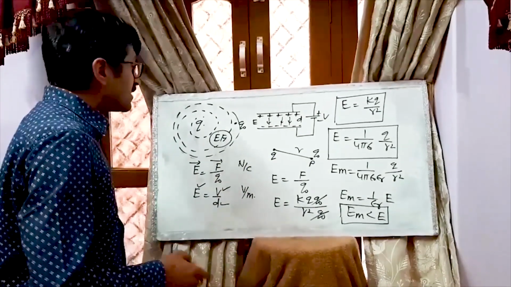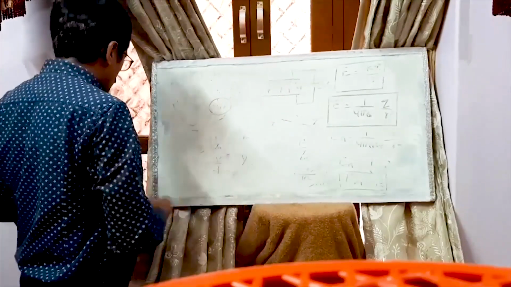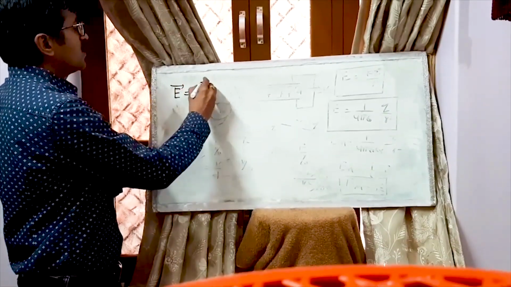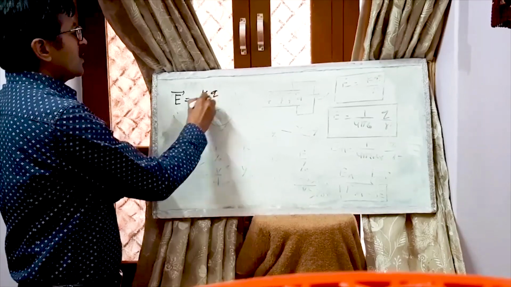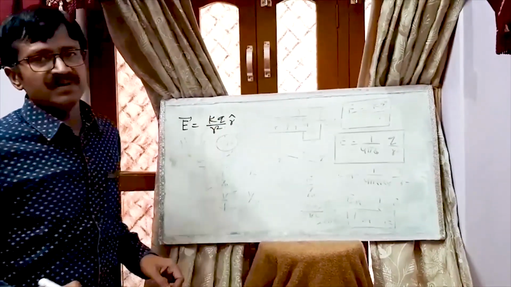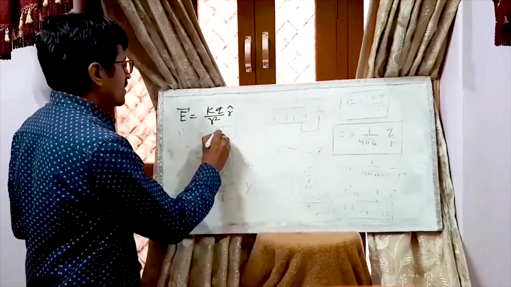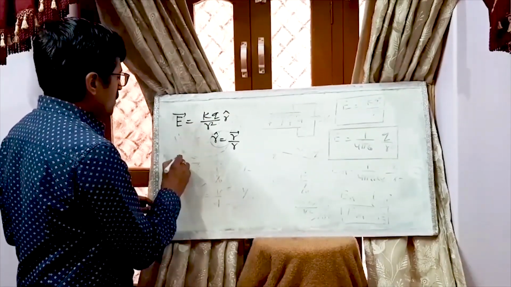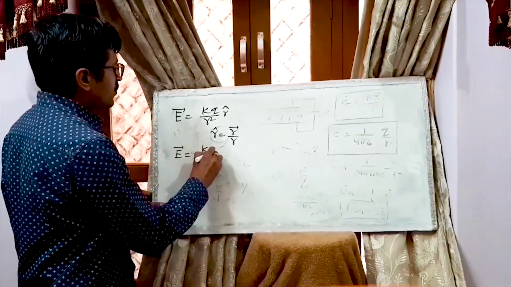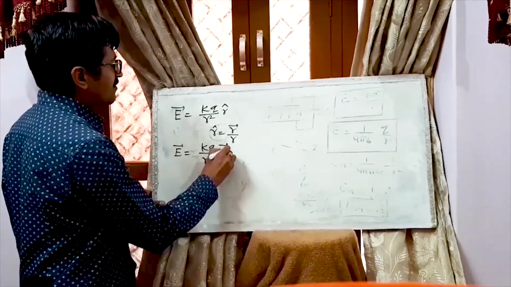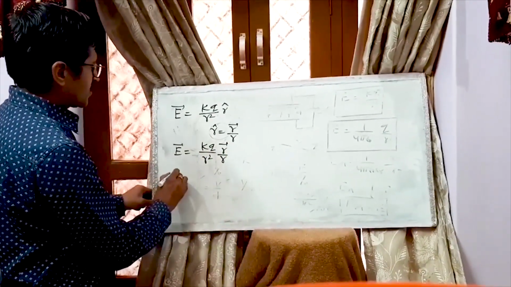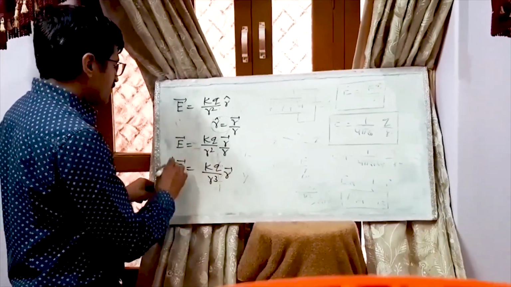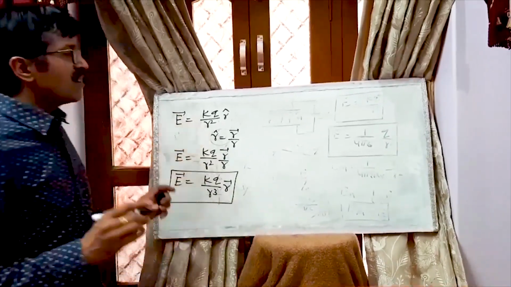Now, what about the vector form of electric field intensity? It will show the direction. In the case of vector form, E vector will be equal to KQ upon R square R cap. This R cap will show the vector form. R cap will be equal to R vector upon R. Just put its value. E vector is equal to KQ upon R square into R vector upon R. Then this will become R cube. E vector is equal to KQ upon R cube R vector. This is the vector form or vectorial representation.